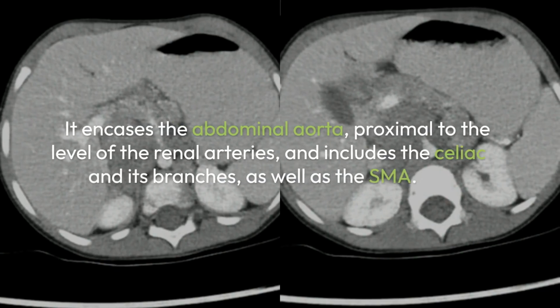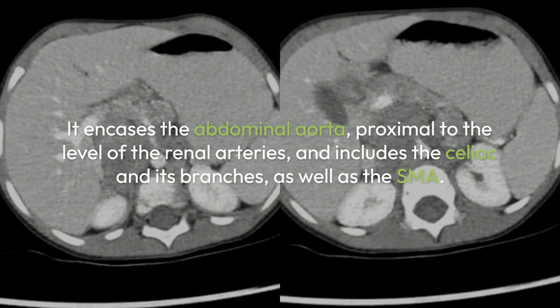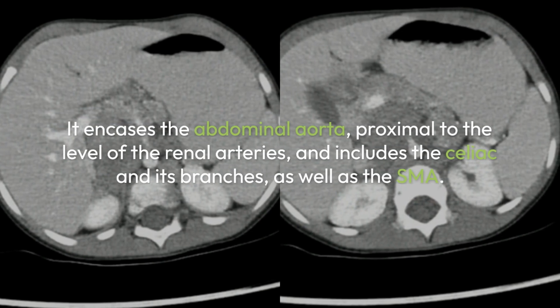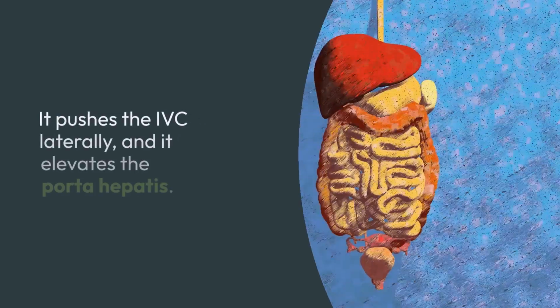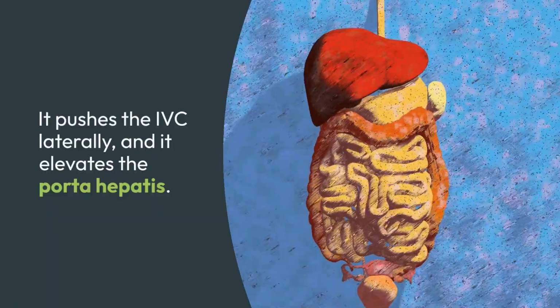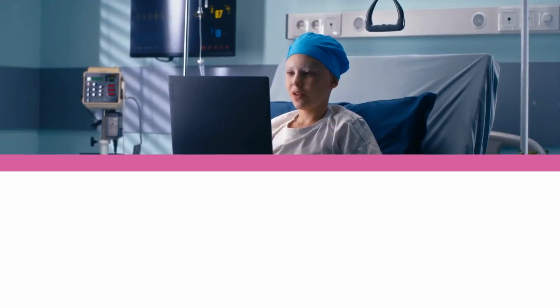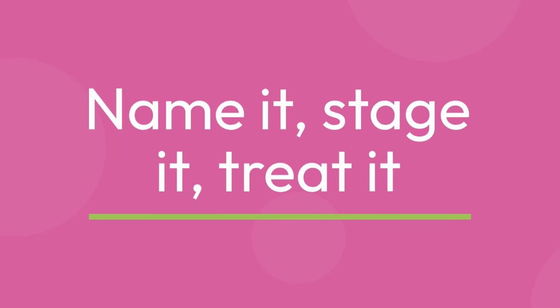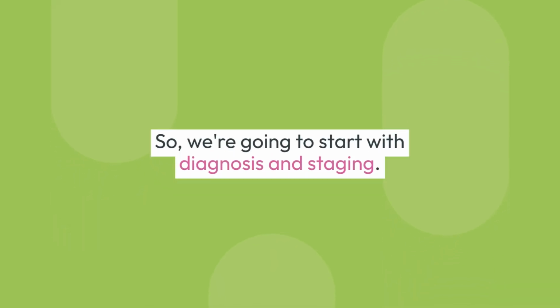calcifications. It encases the abdominal aorta, proximal to the level of the renal arteries, and includes the celiac and its branches as well as the SMA. It pushes the IVC laterally, and it elevates the porta hepatis. What do you want to do when you get a cancer patient? Name it, stage it, treat it, right? So we're going to start with diagnosis and staging.